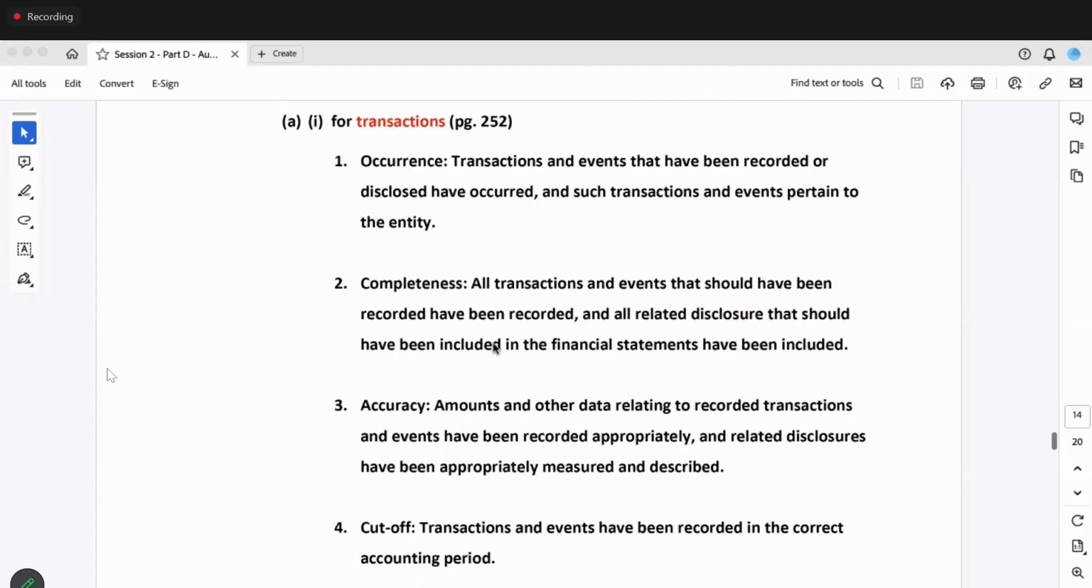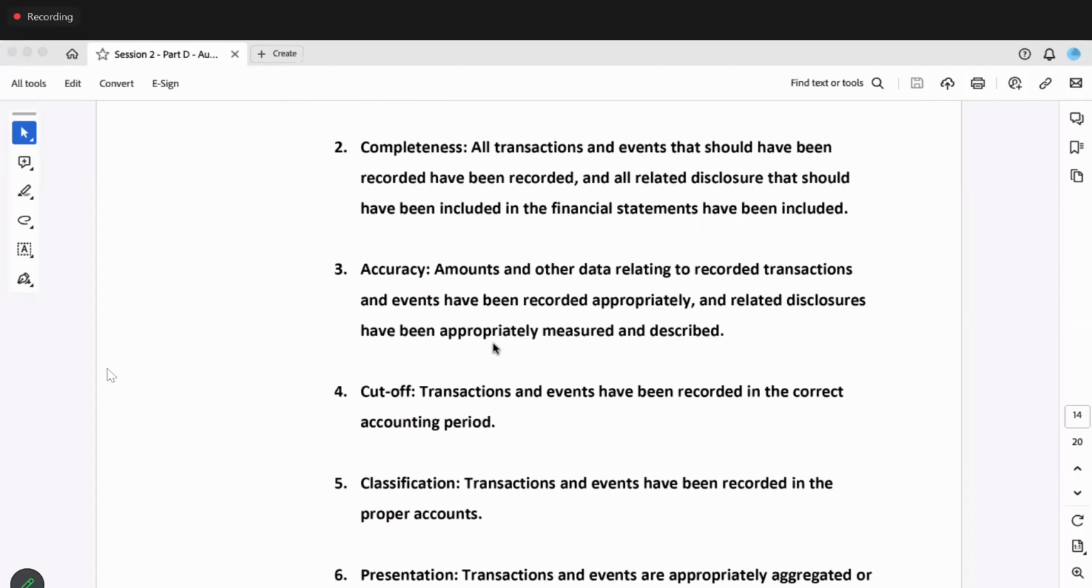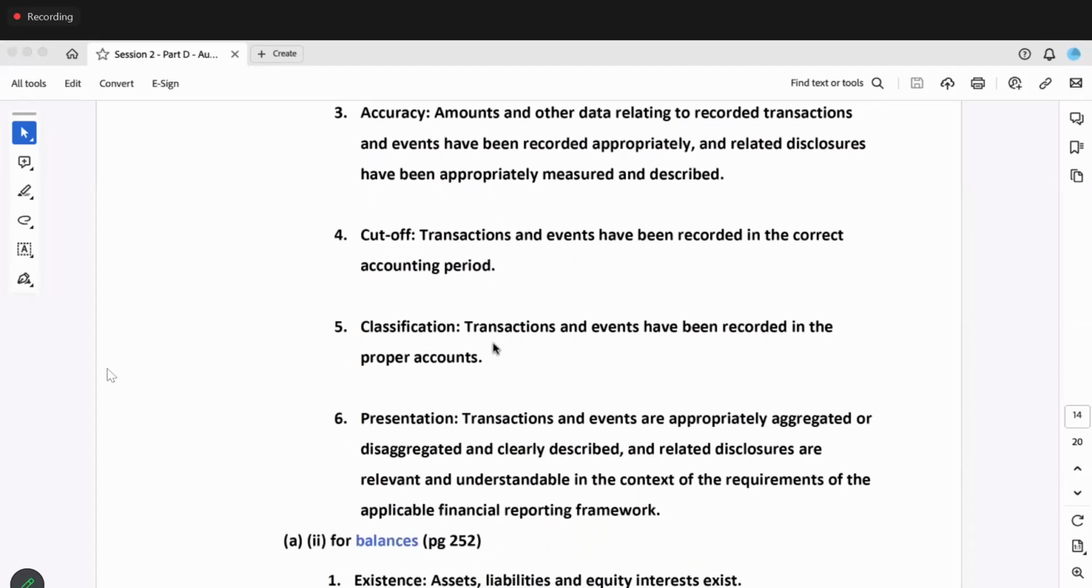Completeness: we have to ensure all has been recorded, all the transactions, no omissions, which includes the disclosure. Accuracy usually relates to amounts, including some financial data. Even though some of them are not numbers, they are still financial information because they have an impact on the financial statements. So all this has to be accurate and properly measured and described. Cutoff relates mainly to transactions, where the transaction should be recorded in the correct accounting period. Let's not forget that the main accounting principle in our income statement is accrual basis, so the matching matters here.